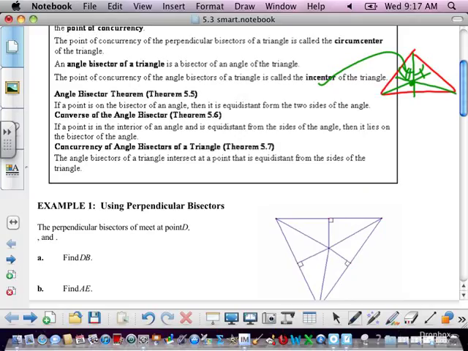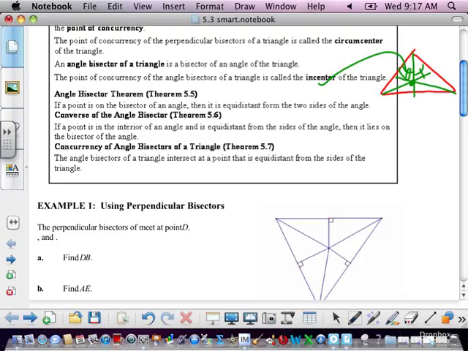Let's talk about what is special about these things. So we've got the angle bisector theorem. If a point is on the bisector of an angle, then it is equidistant from the two sides of the angle. So if a point is on the bisector of an angle, it is the same distance from the sides. The converse of the angle bisector theorem: if a point is in the interior of an angle and is equidistant from the sides of the angle, then it lies on the angle bisector. The angle bisectors of a triangle intersect at a point that is equidistant from the sides of the triangle.